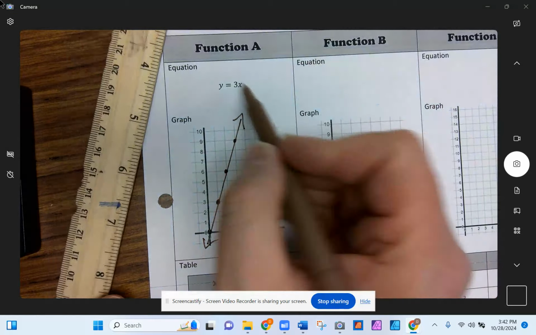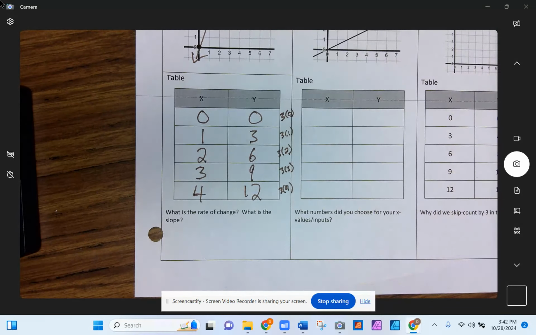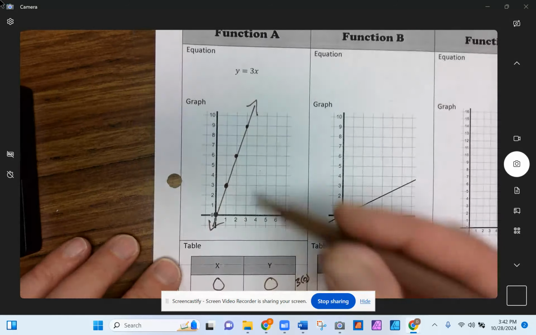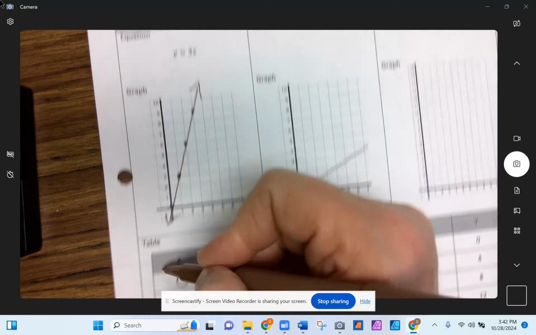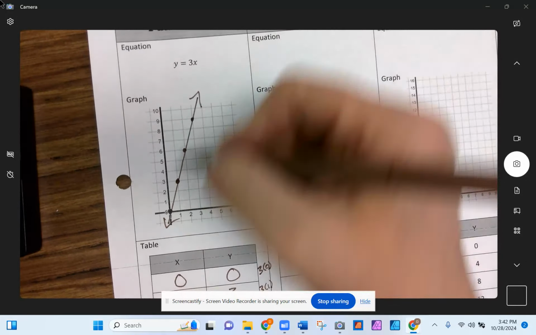Now, since our equation is like this, I could put in really any x value, an infinite number of x values. I could even go negative if I wanted to. And what would happen is that this line would go on infinitely in either direction. That's why I have the arrows on it, and that's why it's drawn fully across the grid.